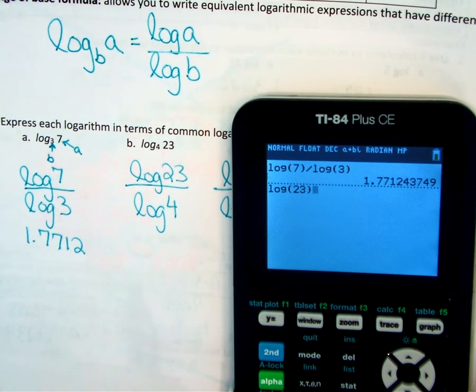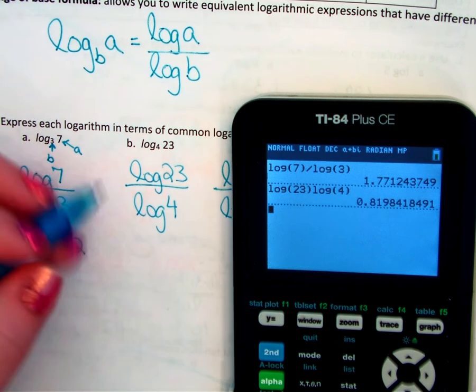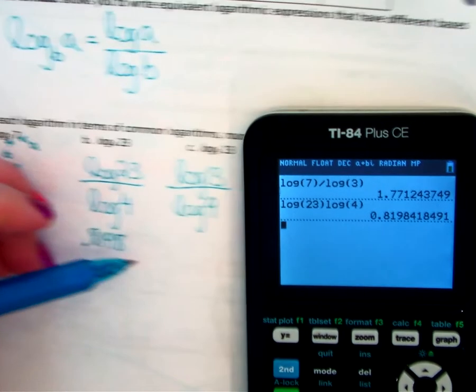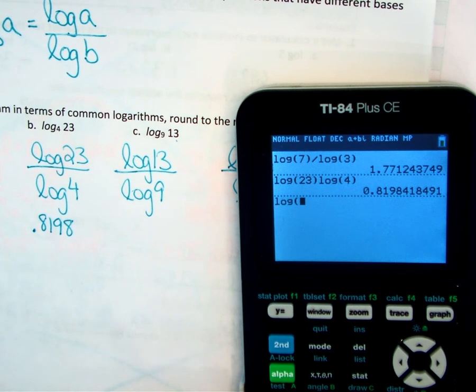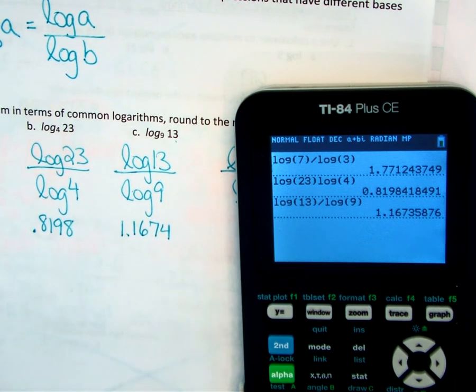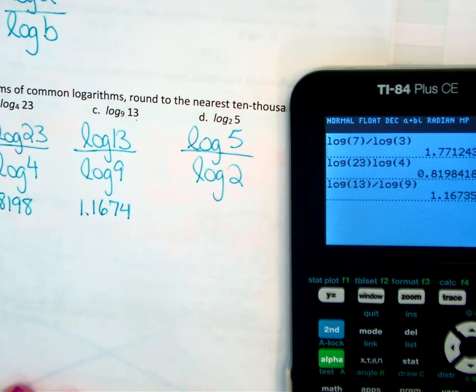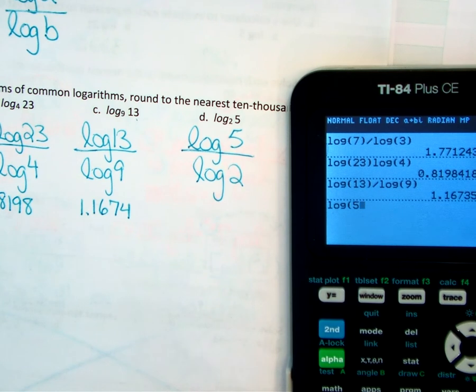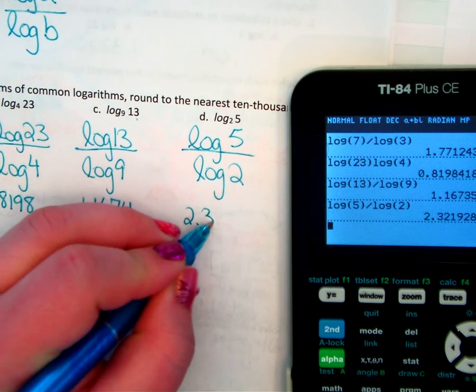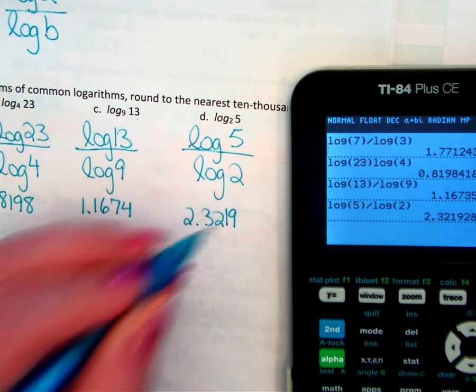Log 23 divided by log of 4, 4 decimal places, 0.8198. Log of 13 divided by log of 9, 4 decimal places, 1.1674. Last one, log of 5 divided by log of 2, 4 decimal places, 2.3219.